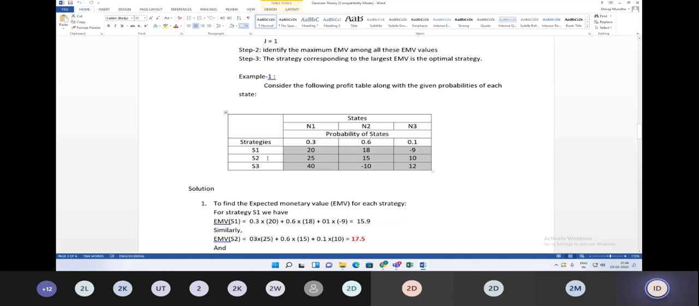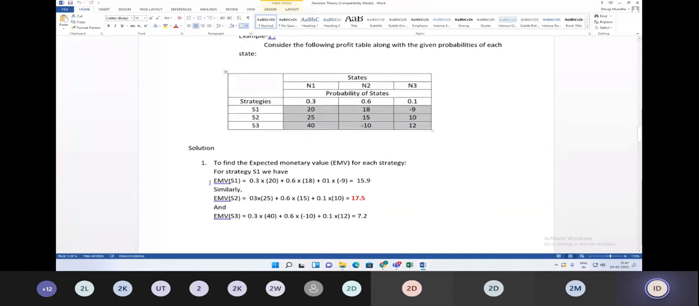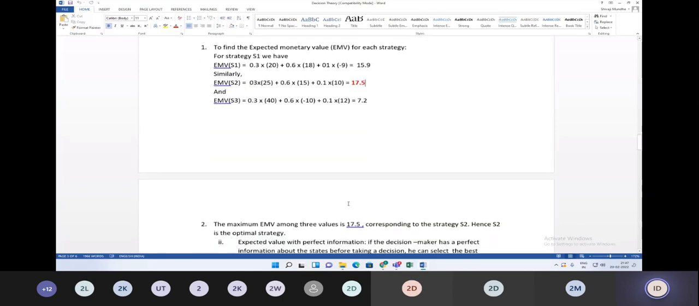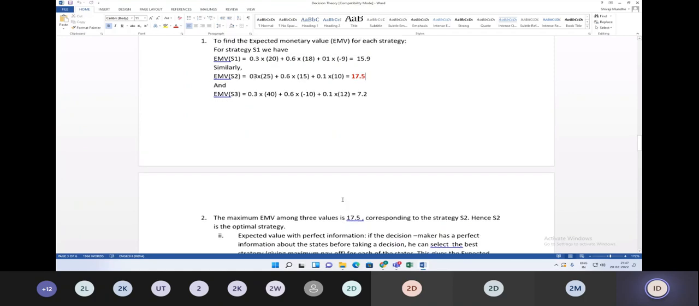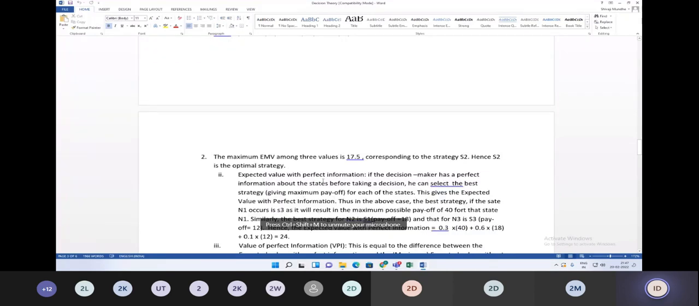Similarly, you go on calculating the EMV for each and every row, and out of these three strategies, which one is the highest? 17.5 is the highest. It means that the maximum EMV is 17.5 and it belongs to the S2 strategy. Hence, the optimal strategy will be S2. This is the conclusion.